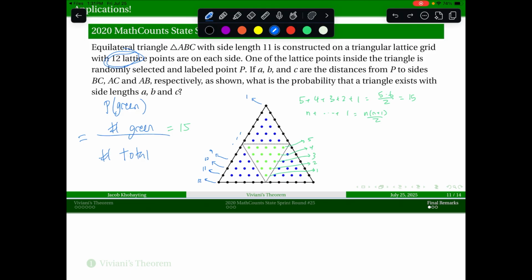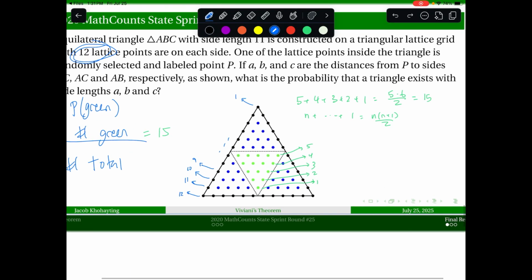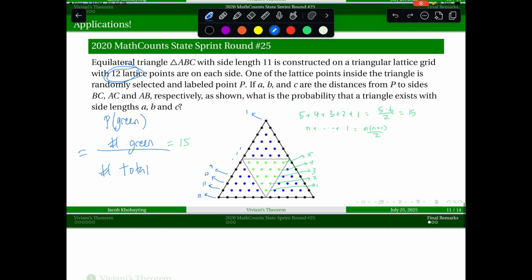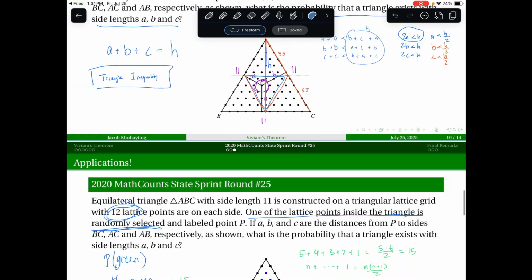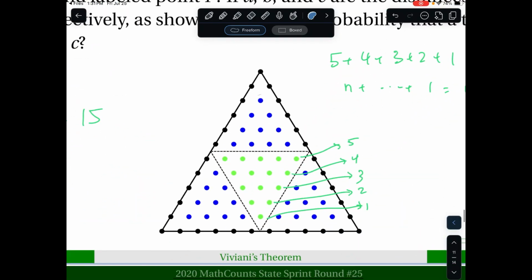Okay, I should actually point out, this is a very tricky question. I got tricked by this, actually. One of the lattice points inside a triangle is randomly selected. So we aren't picking points on the outside of the triangle. It's very tricky with how they do this here because the points in the problem are also bulleted. But we just want to find the total number of points inside the triangle.